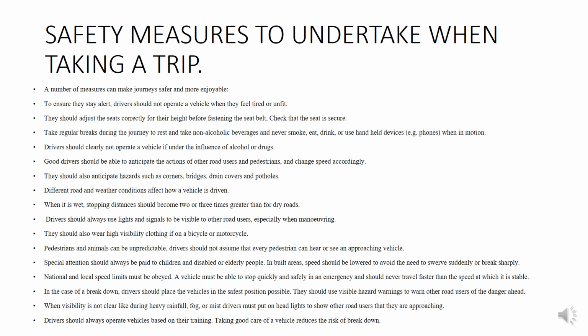When it is wet, stopping distances should become 2 or 3 times greater than for dry roads. I've mentioned that. Drivers should use lights and signals to be visible to other road users. You know how we use those lights, the brakes, when you're about to turn. Yeah, those indicators. They should wear high visibility clothing if on a bicycle or a motorcycle. These days we use highlighter jackets that reflect and show the driver behind that there is someone moving ahead.